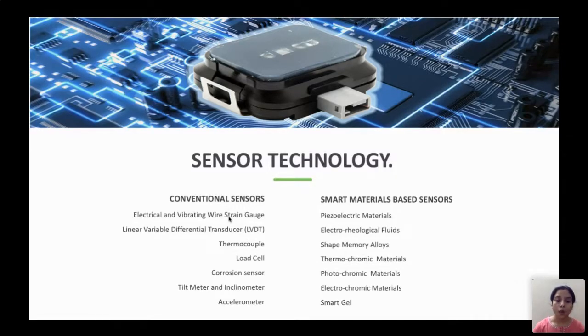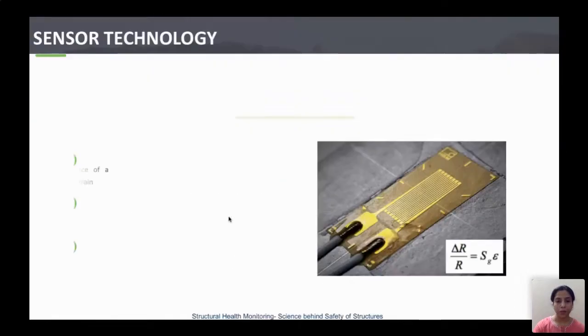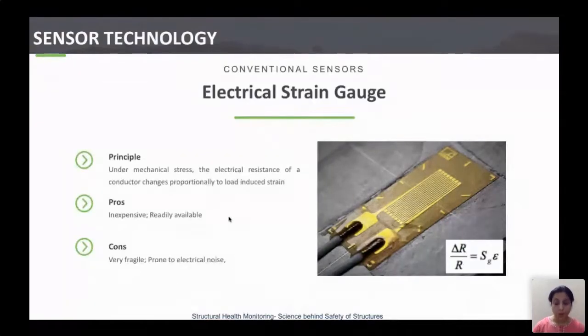So for all the sensors, the most important thing is the calibration constant. Okay, so we'll take all of them one by one. First is the electrical strain gauge. You can see here, this consists of a small thin wire which is moving around like this. It is very fragile, a very delicate sensor.